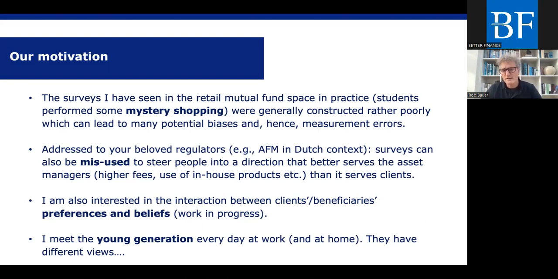I'm also interested in the interaction between preferences and beliefs. So we're going to talk about both of them in this roughly three-quarters-of-an-hour presentation and 15-minute discussion, or longer if we need it.